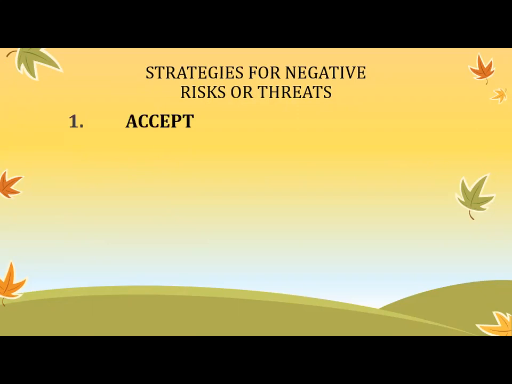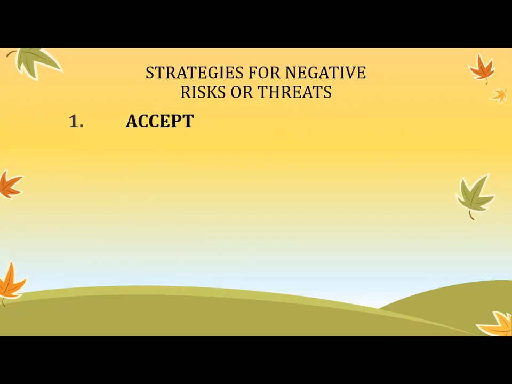The second type of accept is active accept. In active accept, you could be putting aside a contingency such as money, time, resources, or other things to deal with the risk if it does happen. The difference between passive and active is active at least takes some action to put aside some sort of contingency, money, time, maybe even a backup plan if the risk does happen.